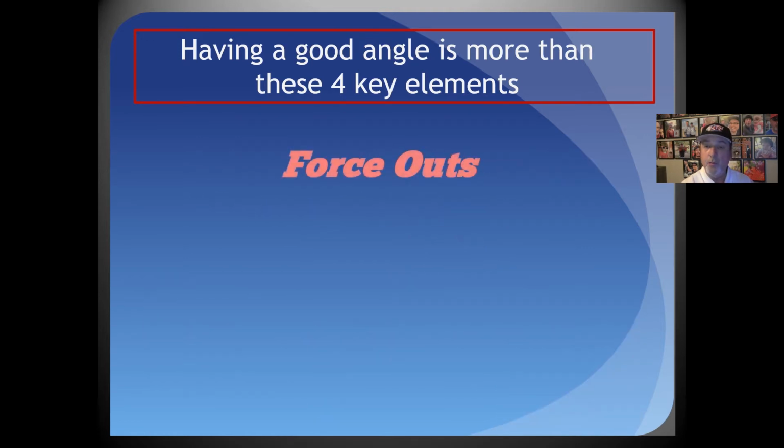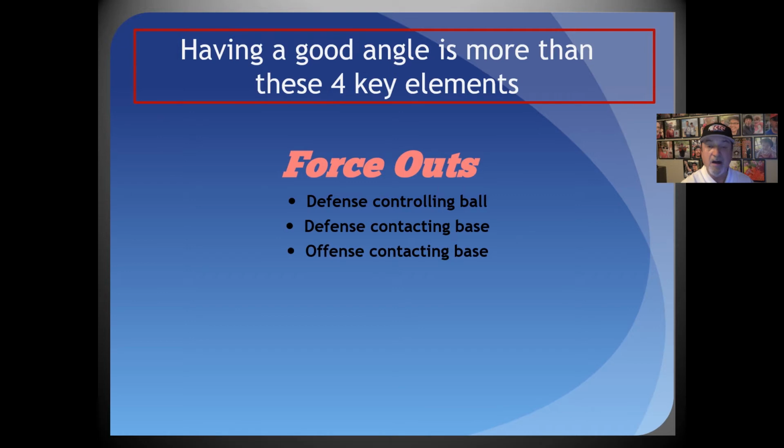So let's chat a little bit about force outs and some key things to remember when you're working through those four key elements. Is the defense controlling the ball? Do they have control of the ball? Is the defense contacting the base? Again, this is force outs. Is the offense contacting the base? It seems pretty simple in general, but the bottom line is you have to keep an eye on not only the four key elements, but in a force out, you've got to make sure all these other things are happening: the defense controlling the ball, contacting the base, and is the offense contacting the base?